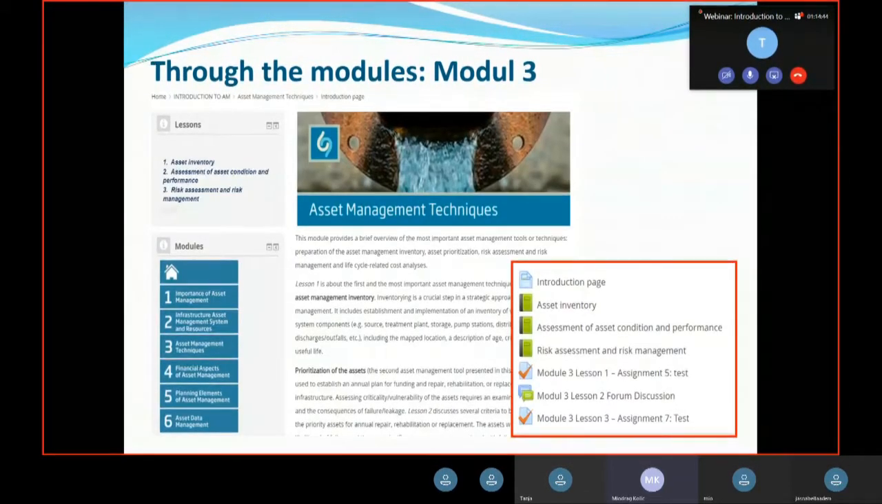In module 3, we have 3 lessons. Module 3 is about asset management techniques. So we have here 3 lessons: asset inventory, assessment of asset condition and performance, and risk assessment and risk management.